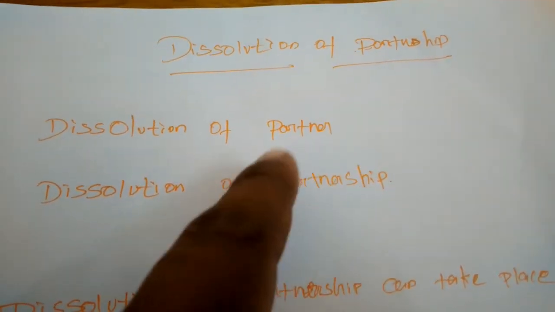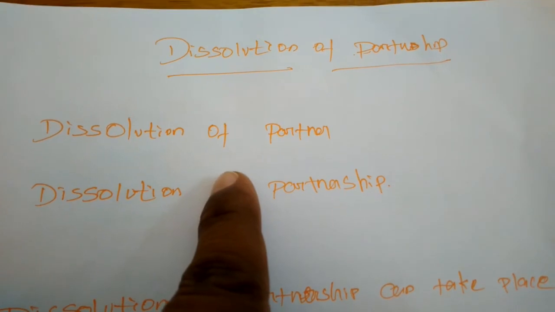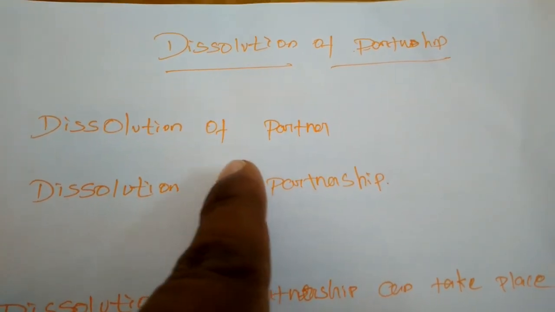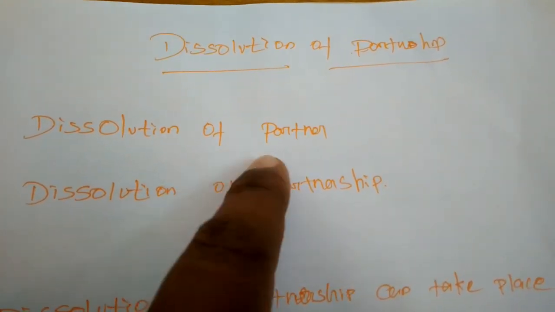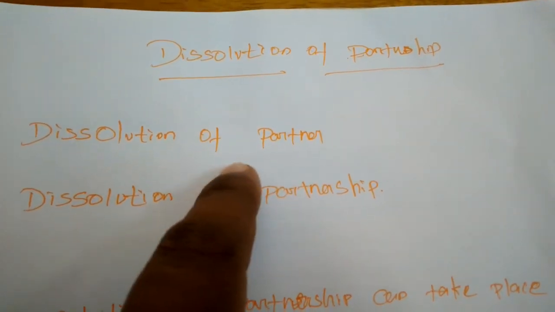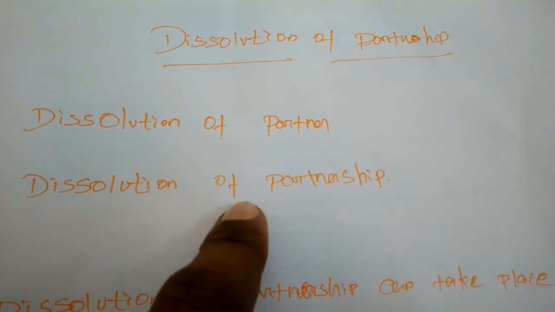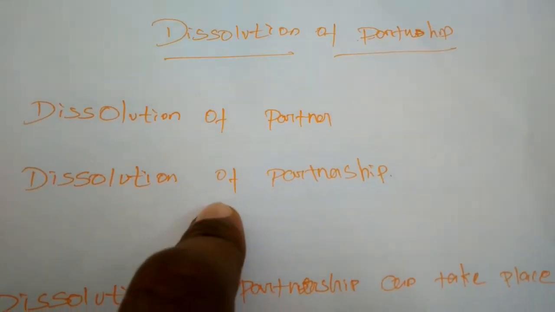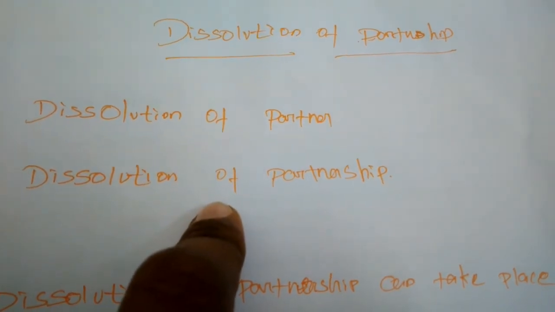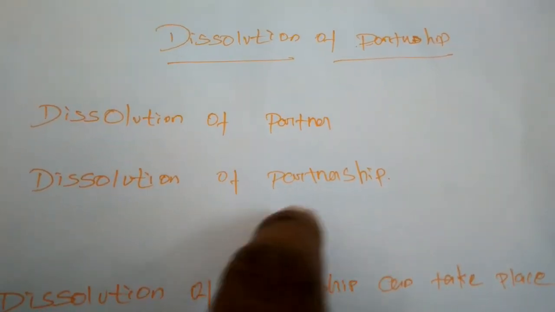So other partners have the right to remove him from the partnership organization. So this is called a dissolution of a partner. If a single person is leaving from the organization, that is called a dissolution of a partner. The dissolution of partnership means all the partners bring that association to an end. That is called a dissolution of partnership.